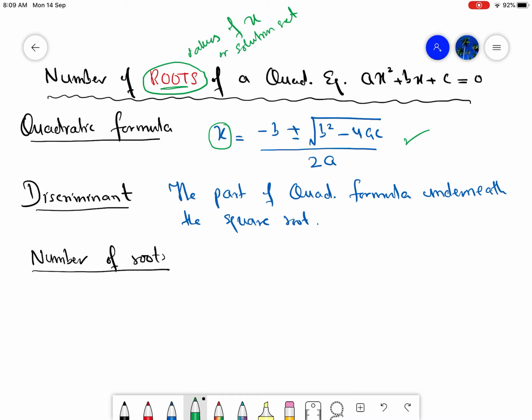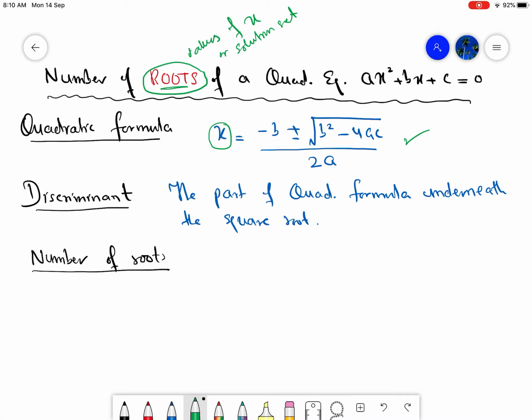Now, for a quadratic equation, there can be two values of x, there can be one value of x, or there can be no value of x. How do we determine how many roots a given quadratic equation has without solving the equation? This is the task.